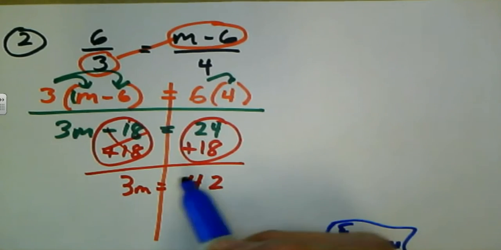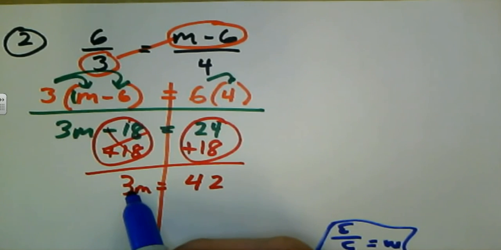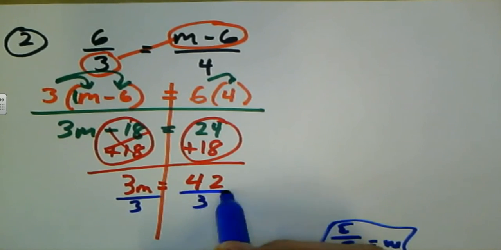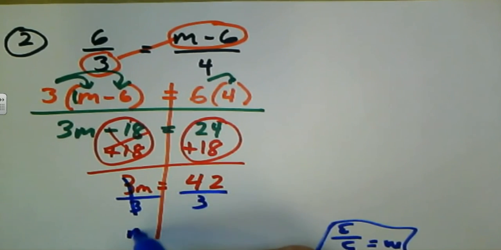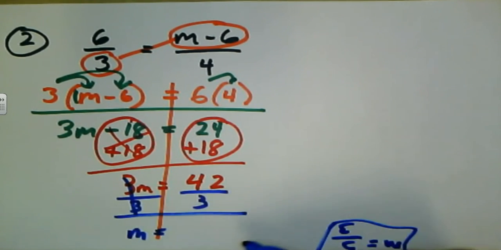And our final step, get rid of what's multiplied or divided, and it happens to be multiplication, 3 times m. So we're going to divide. That's the opposite operation, divide. Our m's are gone. Or I'm sorry, our 3's are gone. We're left with the m.